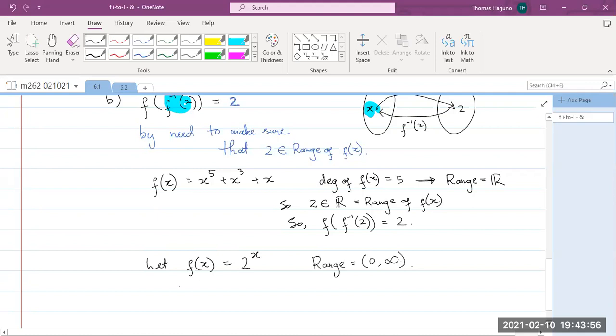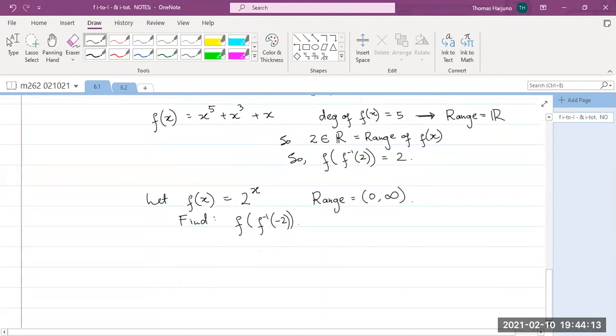Okay, now suppose I change and ask this question: find the value of the function at the inverse function of -2. Now the answer will not be -2, because the range is between 0 and infinity. That's right. So do not get tricked into saying that the function always cancels the inverse function. It is not true. Why? Because f inverse of -2 is undefined.